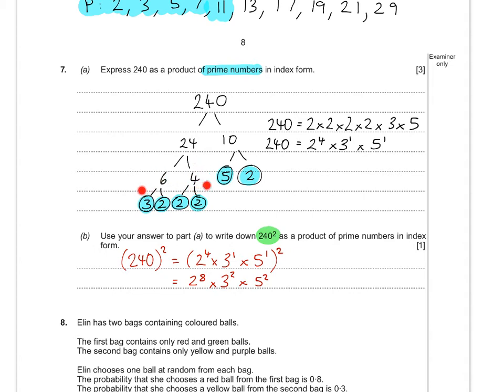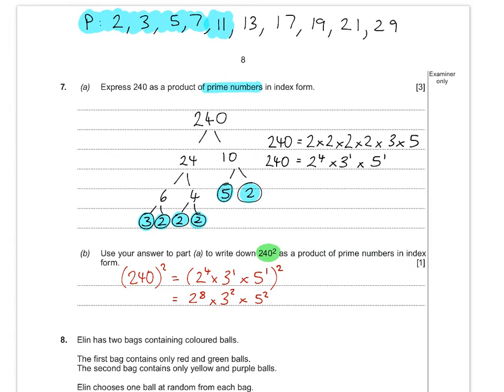Think, can I split these two into something? 6 I can split into 3 times 2. 3 and 2 are prime numbers. If you look at the top where you listed the prime numbers, 3 and 2 are prime numbers, so we circle them. 4 is 2 times 2. 2 and 2 are prime numbers, so we circle those. So you've got the 10 then. 10 is 5 times 2. And 5 and 2 are prime numbers, so we circle those.